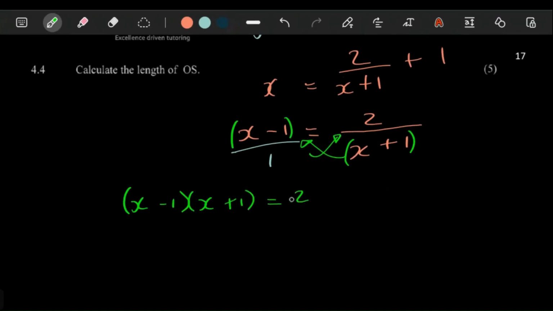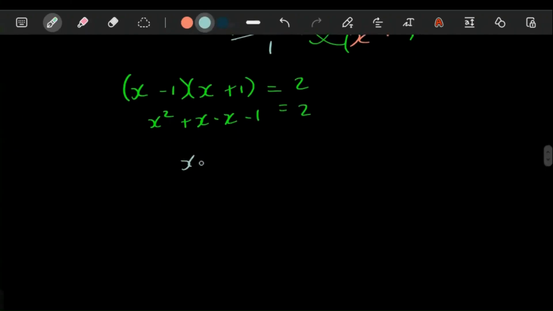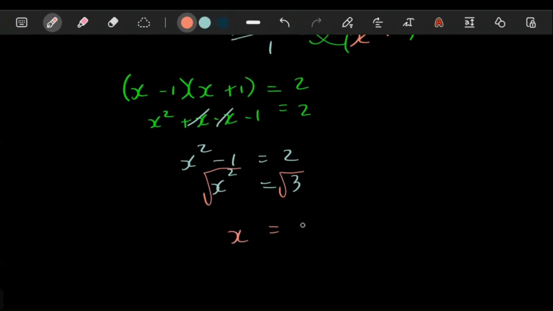1 times 2 is 2. Then x times x is x squared, x times 1 is x, negative 1 times x is negative x, and negative 1 times 1 is negative 1. There we go. Then the x squared cancels out, so the 1 can go over. 2 plus 1 is 3. Then you take the square root of both sides. Now x is one of two things: plus or minus the square root of 3.